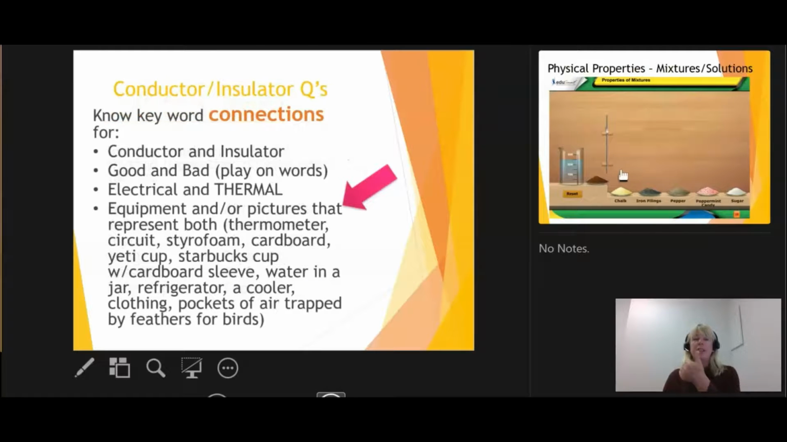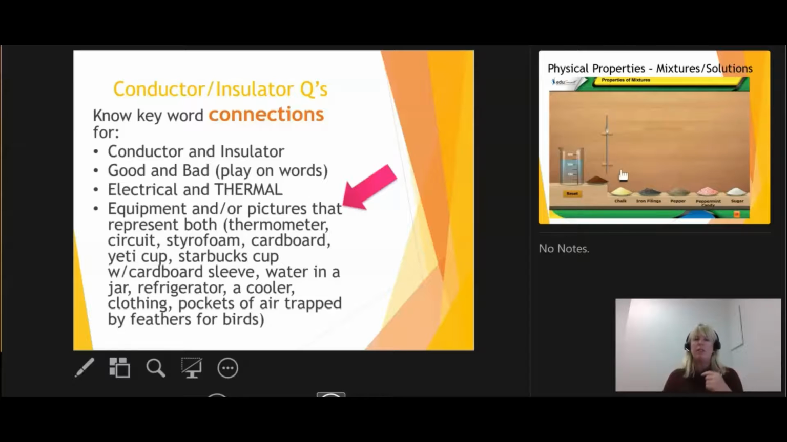Next, conductor and insulator questions. Make sure you know the keyword connections. Good and bad, which is a play on words. Electrical and thermal. Make sure you focus on thermal. What are the pieces of equipment and pictures that would represent it?